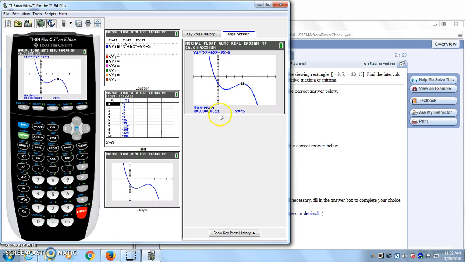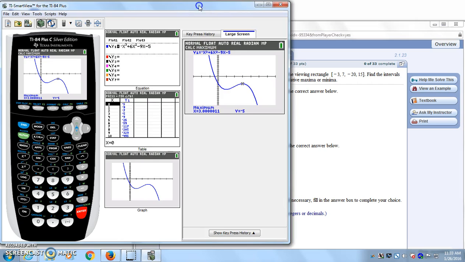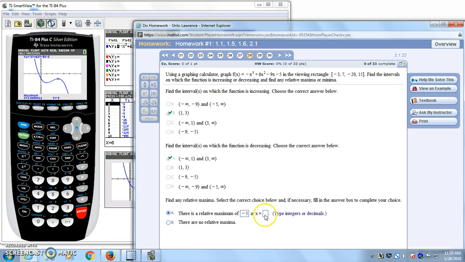So the actual maximum, ignore the decimals because we'll always have nice whole numbers here. The actual maximum value is the y value, because a maximum or a minimum is how high or how low, which is a vertical value. So that's going to be the y value. So when they ask me a relative maximum, it's going to be the y portion of it, which is -5. And it's at x equals 3.